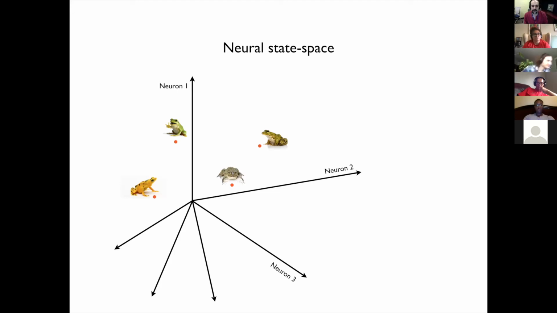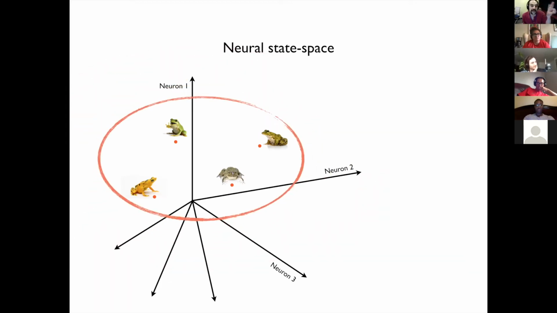So I want to find a computational tool to recognize frogs. So can I make a circle around that part of the space and call whatever goes in there a frog? That's the goal, right? That would be an easy readout from the brain.